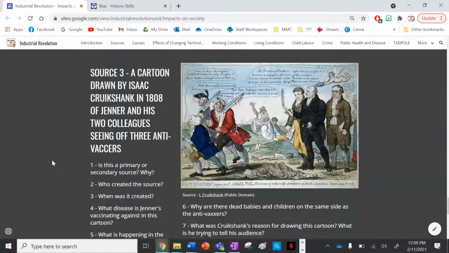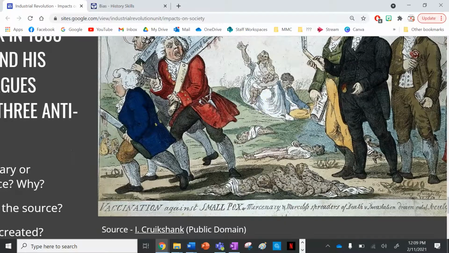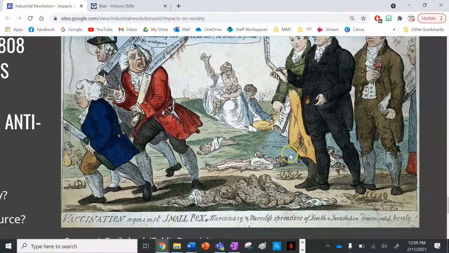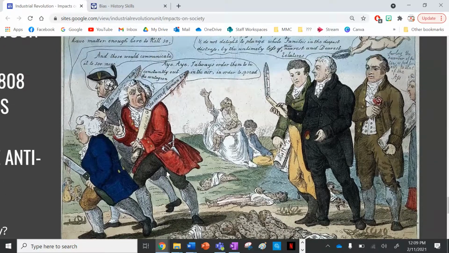Source 3, we've got a cartoon drawn by Isaac Cruikshank in 1808 of Jenner and his 2 colleagues seeing off 3 anti-vaxxers. Just looking at the source here, and you can zoom in. We've got these dead bodies from smallpox. The title of this source is Vaccination Against Smallpox. And then it's pretty much talking about how they're banishing people who are anti-vaxxers from society. So this is a representation of that.